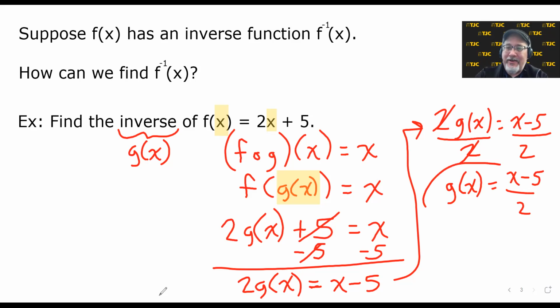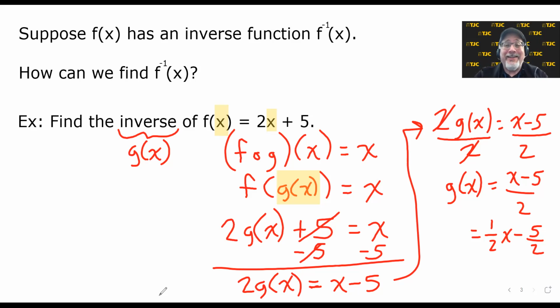This is a line. It's not in slope-intercept form, but if I split it into 2 fractions, it would be 1/2 x minus 5 halves. So it's a line whose slope is 1/2 and whose y-intercept is -5/2. More importantly, it's a line and it's not horizontal because that would fail the horizontal line test. And it's not vertical either because that would have an undefined slope.